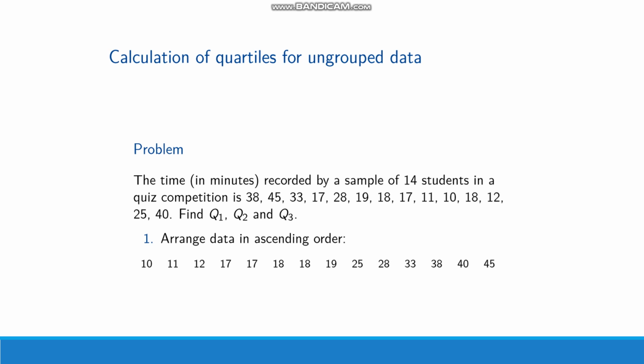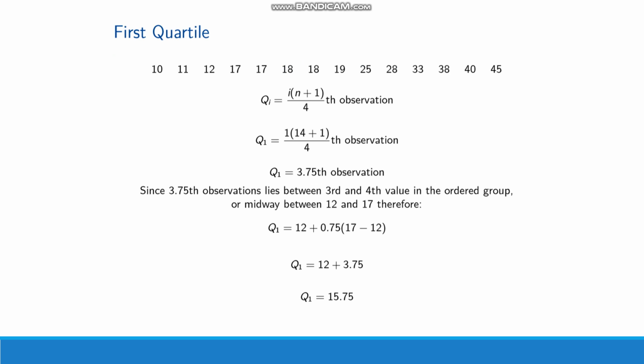First, we arrange these observations in ascending order. Then we use a formula to count the first quartile to find out that the first quartile value should be found between the third and the fourth value. It is the 3.75 observation to be exact. We take the third observation's value, it is 12, and add 3/4 of the difference between the fourth and the third values. This is how we define the first quartile value.